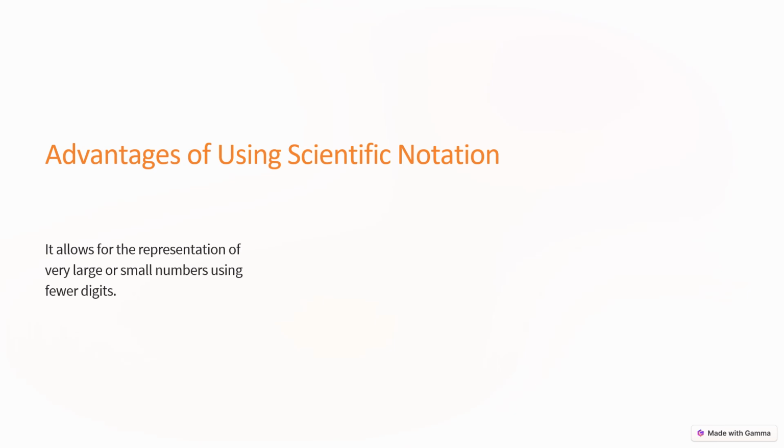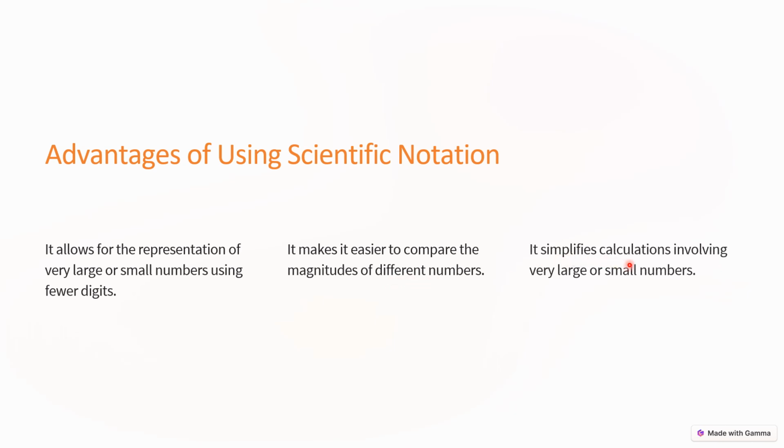So the advantages of using scientific notation: it allows the representation of very large or very small numbers using fewer digits. It makes it easier to compare the magnitudes of different numbers, and it simplifies calculations involving very large or small numbers. So we use scientific notation in many ways for making calculation easier and finding the answer easily.